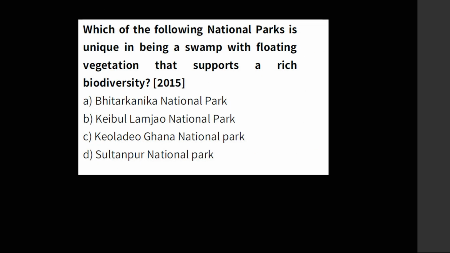Next, you can see here, which of the following national parks is unique in being a swamp with floating vegetation that supports rich biodiversity. Rich biodiversity, floating vegetation. You can see the answer is Keibul Lamjao National Park. Very, very important. Loktak Lake.